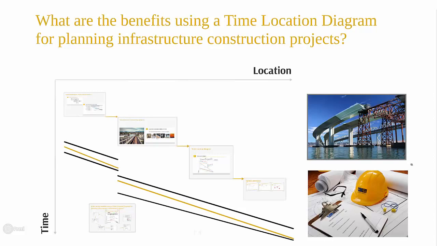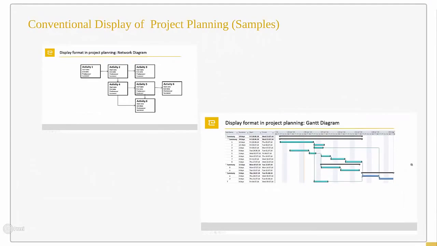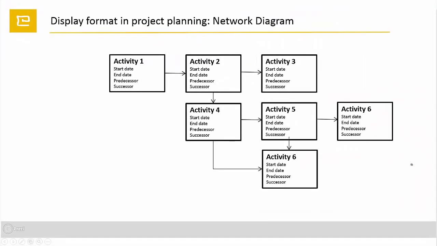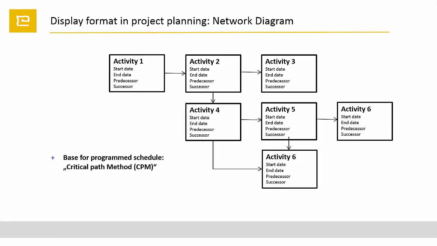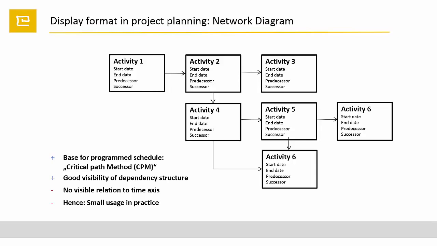At the beginning, just some words about conventional scheduling display. The network or PERT diagram displays activities in boxes and delivers the base for the critical path method, the commonly used method to calculate the shortest way in a schedule. The dependencies displayed as arrows are showing the process structure very nicely. But as there is no direct visible relation to the time axis, the understanding of a network diagram is poor and abstract. Hence, there is a small usage of network diagrams in practice.